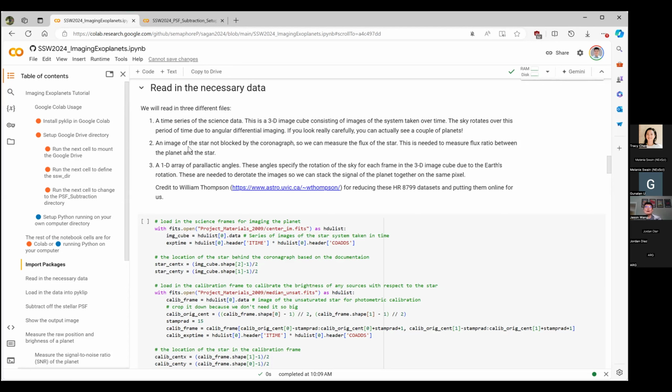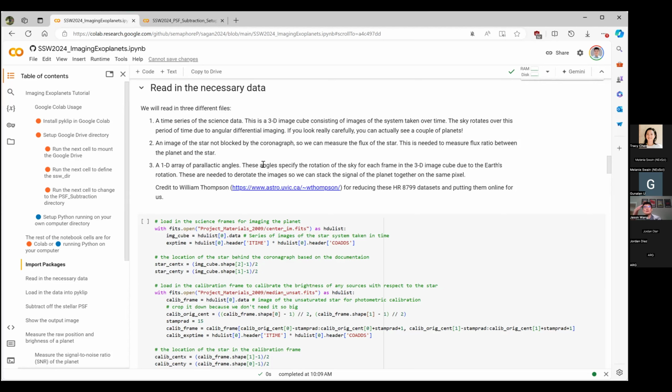The second piece of data that we have is an image of the star that's not blocked by the coronagraph. This tells us how bright the star is if we weren't blocking out the star so that we can see planets around it. The third thing is a 1D array of what's called parallactic angles.